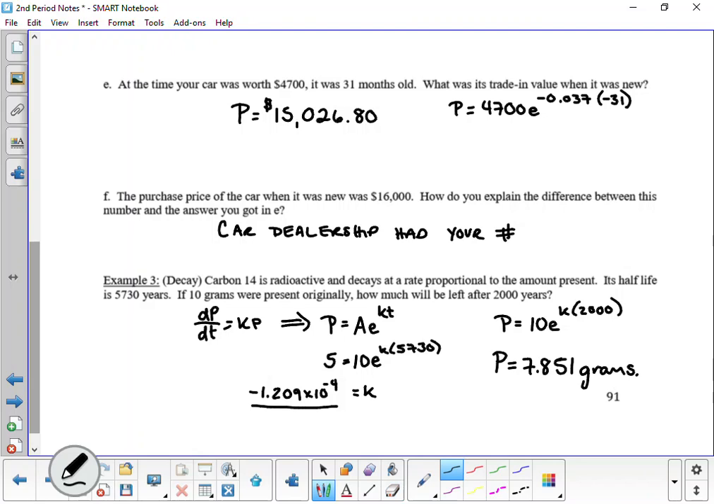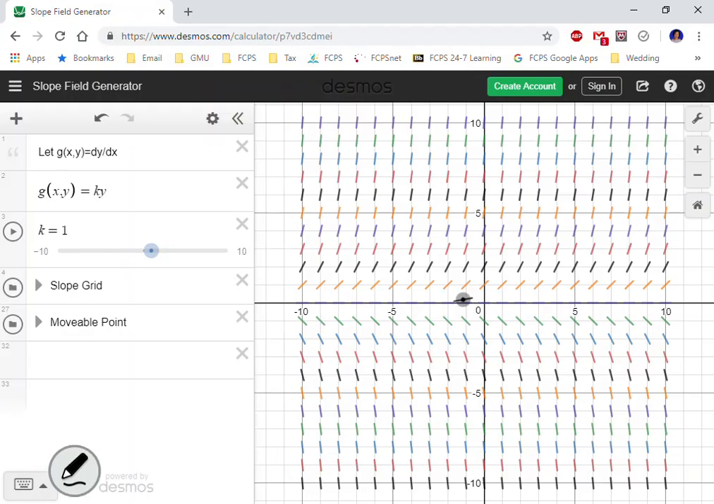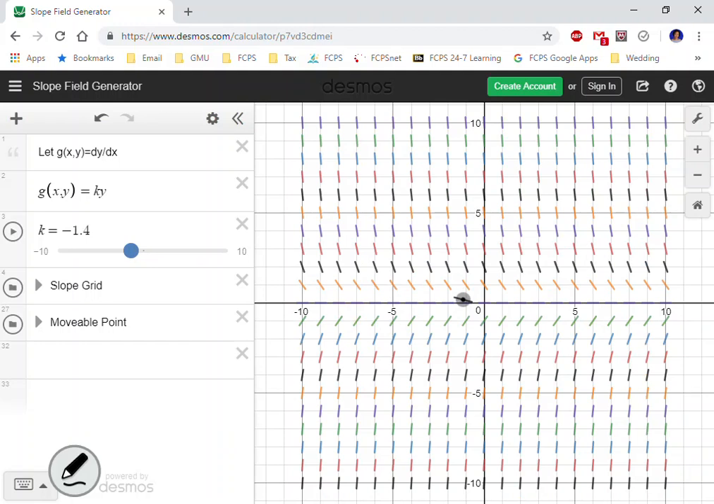So on this exponential growth and decay, it was dP/dt equals kP. So if you follow this slope field, then it's always exponential growth if k is bigger than 0, right? And if k is less than 0, it's now exponential decay, right? So we have exponential growth and exponential decay.